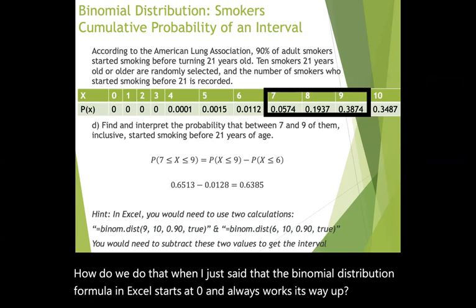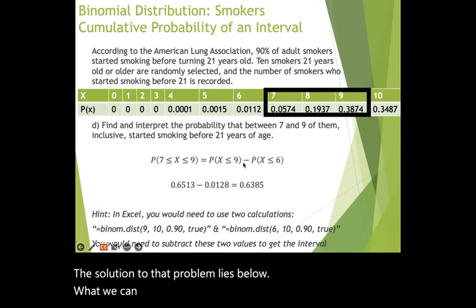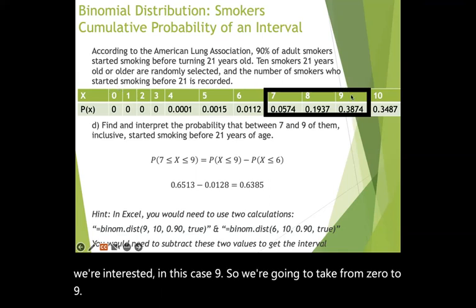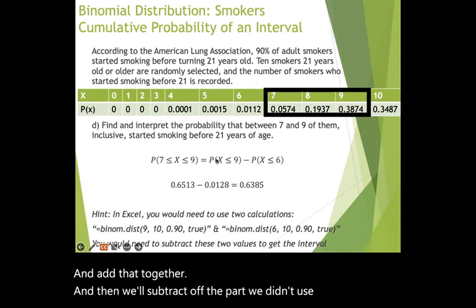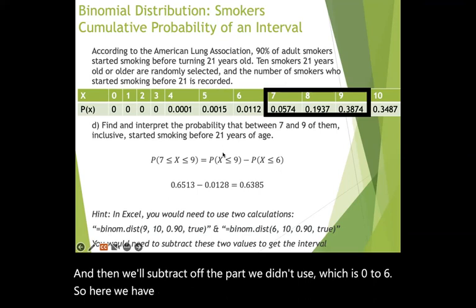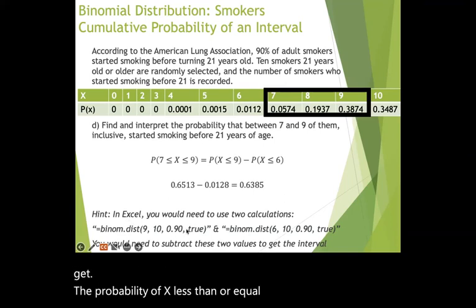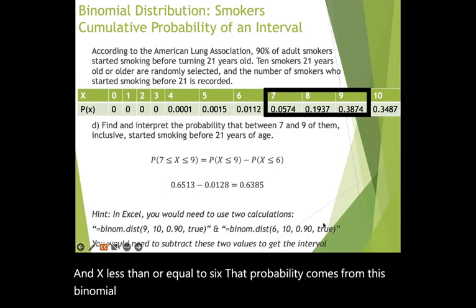Well, the solution to that problem lies below. What we can do is we can add all the way up to the value that we're interested in, in this case, 9. So we're going to take from 0 to 9 and add that together, and then we'll subtract off the part we didn't use, which is 0 to 6. So here we have the probability of x less than or equal to 9, the probability of x less than or equal to 6, and we're going to get the probability of x less than or equal to 9 by this first formula. And x less than or equal to 6, that probability comes from this binomial distribution formula right here.